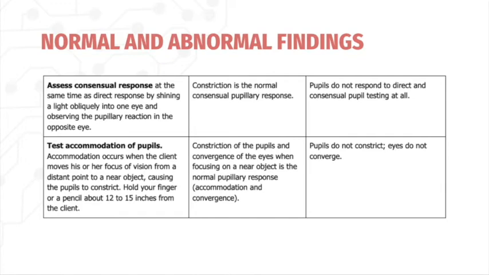For the abnormal findings, pupils do not respond to direct and consensual pupil testing at all. The last assessment procedure is to test accommodation of pupils. For the normal findings, constriction of the pupils and convergence of the eyes when focusing on a near object is the normal pupillary response. This is the accommodation and convergence. For the abnormal findings, pupils do not constrict and eyes do not converge.